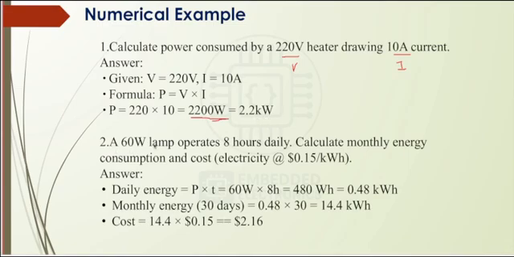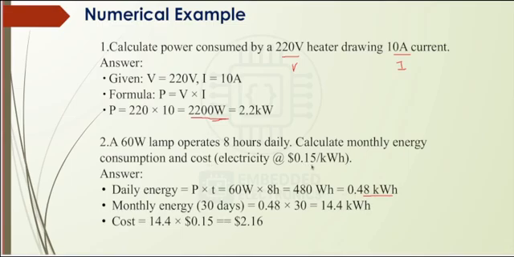A 60 watt lamp operates 8 hours daily. Calculate monthly energy consumption and cost. For daily energy, we have the formula P into T, substitute the power and time values. You should convert it to kilo, means divide it by 1000. So we got the value of daily energy, but we need monthly energy. One month has 30 or 31 days, okay. So now multiply this with 30, then you will get monthly energy.